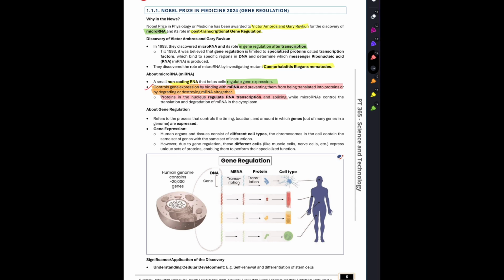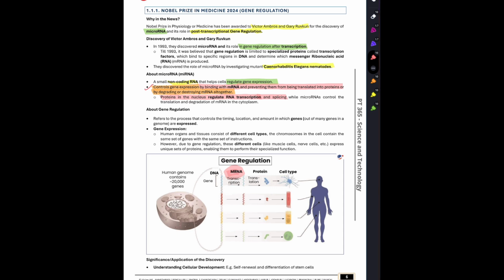So this is DNA transcription to mRNA, then translation, then protein. Until 1993, it was believed that gene regulation is limited to specialized proteins called transcription factors, which bind to specific regions in DNA and determine which messenger RNA is produced. So basically, only certain proteins were responsible for transcription, and they would determine where to bind in the DNA and which messenger RNA should be produced.